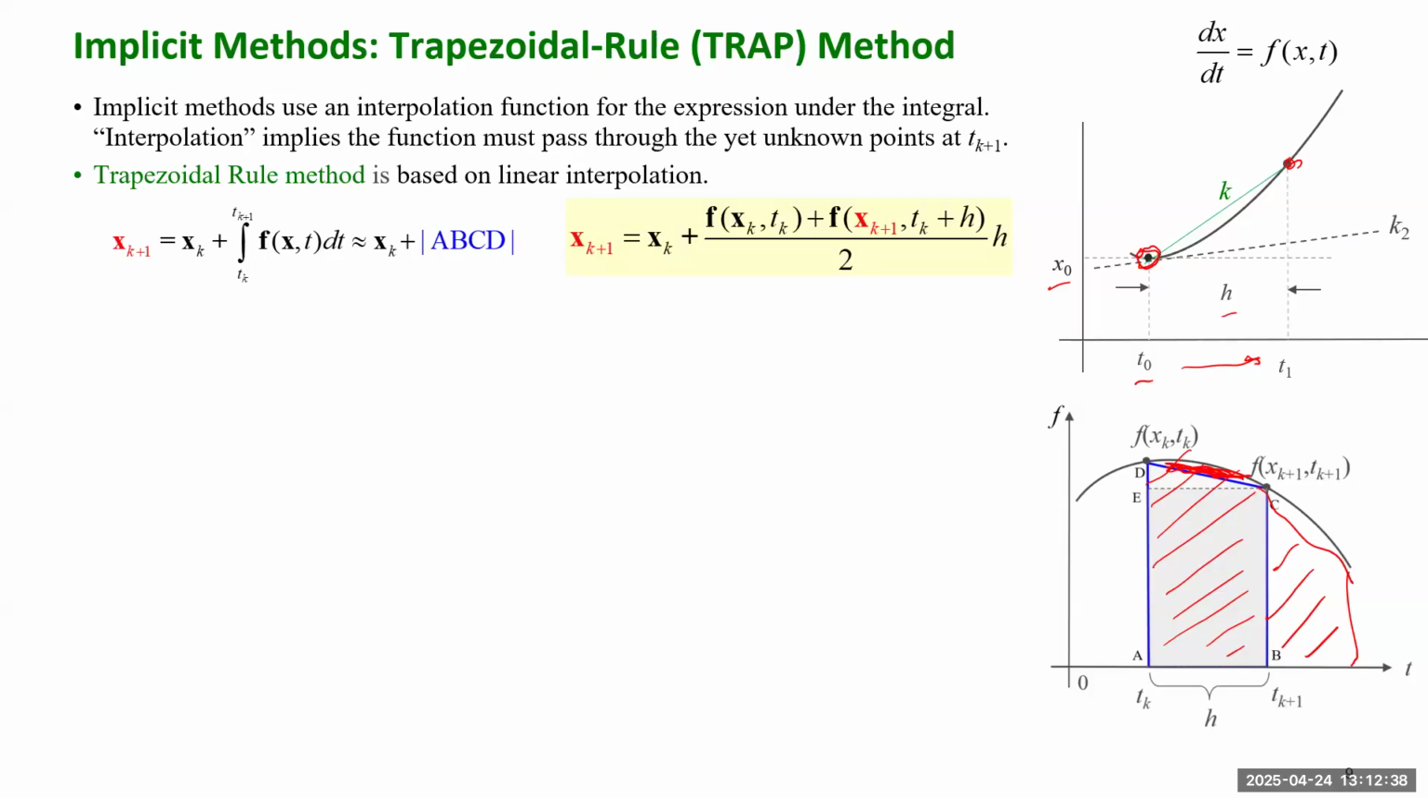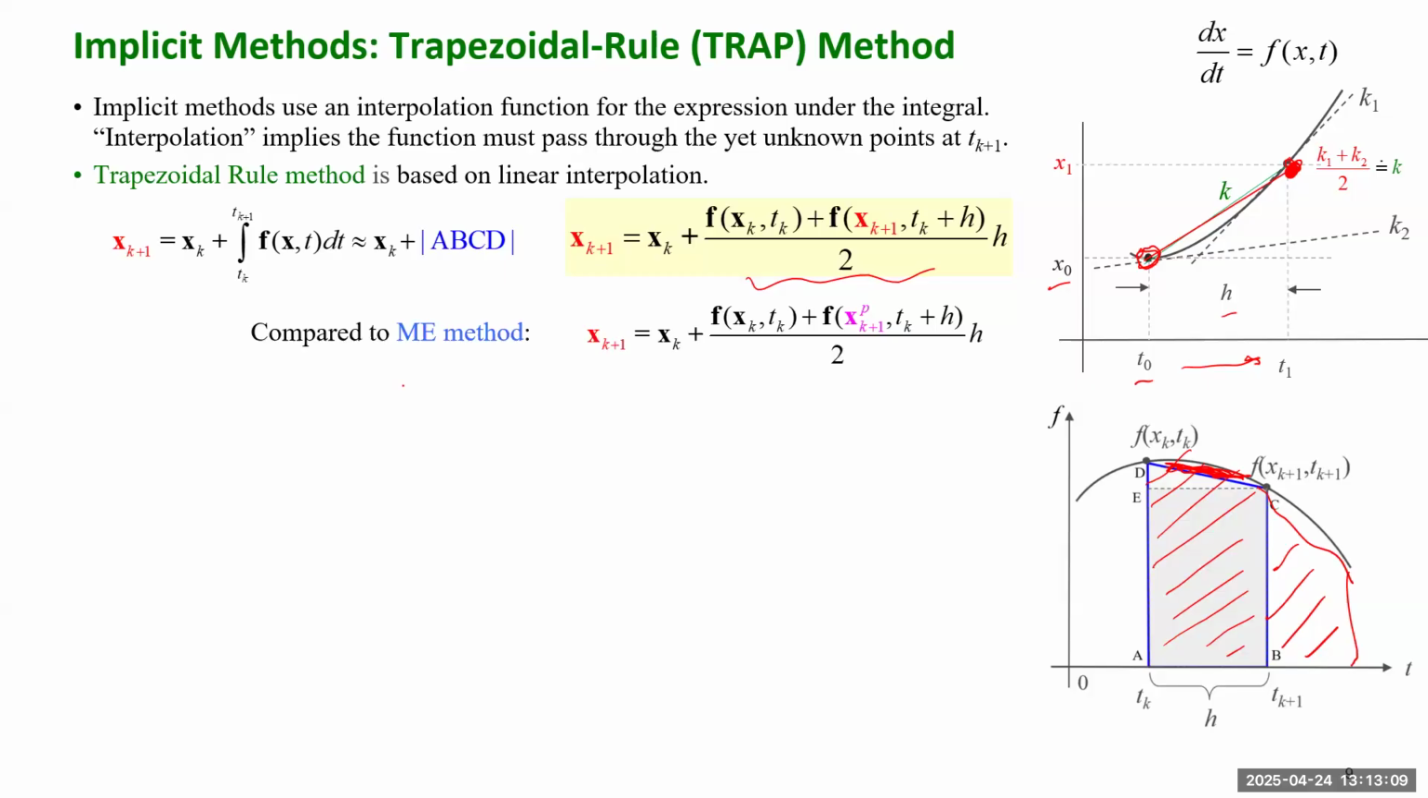It calculates the slope at the starting point and also the slope at the ending point. Using both slopes, it calculates the average, and that will be the estimated new state. Even though it's not exactly on the black curve, it will be much better than using only the slope at either the starting point or the ending point. If you compare this one to an explicit method, like the modified Euler method, it's very similar.